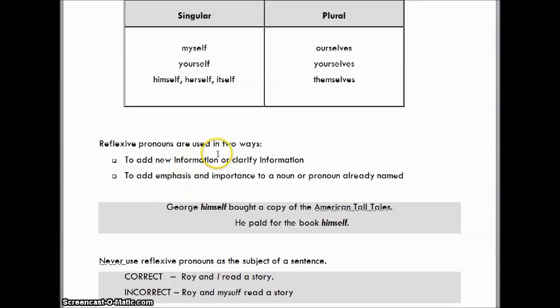Reflexive pronouns are used in two ways for two reasons. We want to add information or clarify information. So we're trying to clarify that this particular person did something or thought something or felt something. Or we could be using it to add emphasis or importance to a noun or pronoun named.